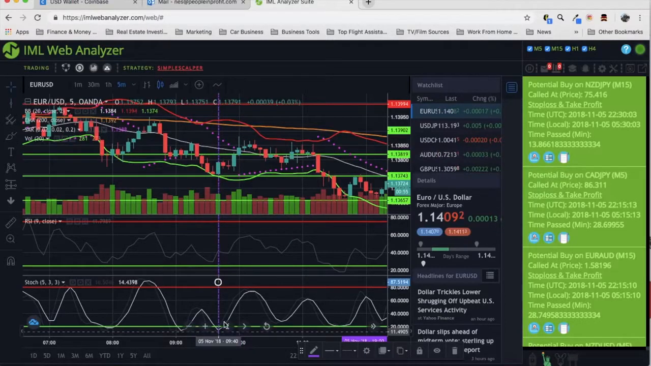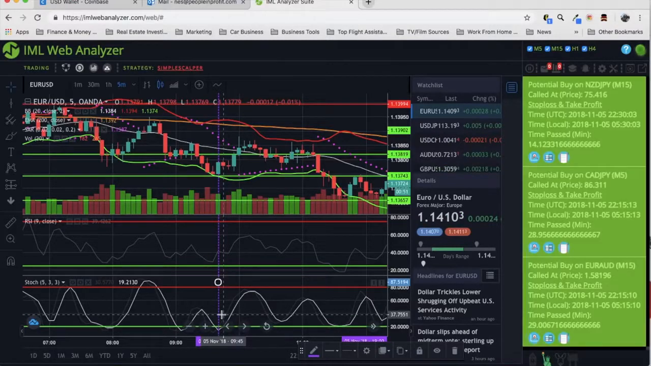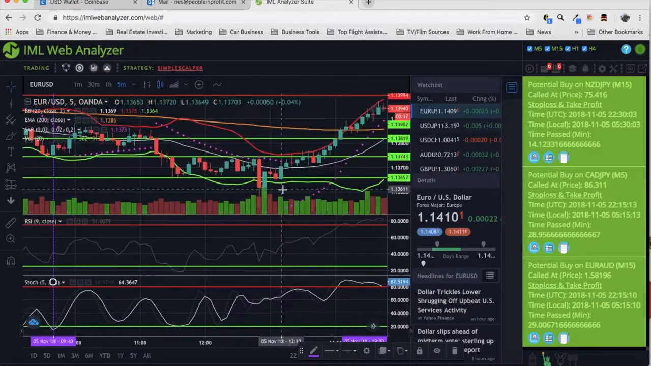All right, cross up the stochastic. Cross up the green line. That's one confirmation for a buy. All right, we didn't really get quite a confirmation over here, okay? Free volume bar. Price at the bottom Bollinger Band, price at support. All right, so all you need is 3 or more confirmations for you to get into a buy or a sell.